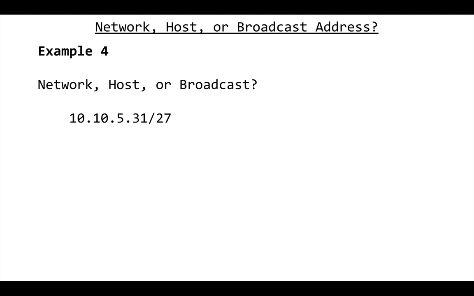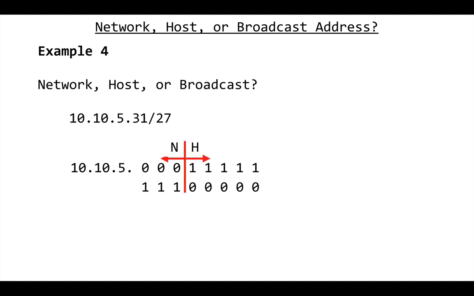Okay, doing a different example, given 10.10.5.31 with a /27, we need to go through and examine this. A /27 subnet mask means we're working in the fourth octet. So this is the representation of 31. It is 0, 0, 0, 1, 1, 1, 1, 1. The subnet mask of /27 is 3 bits into the last octet, and then we would have remaining bits set to 0. So this is the division point between the host portion and the network portion. So looking at this real quick, it's very easy to see that the host bits are all set to 1. So we know right offhand this is a broadcast address.